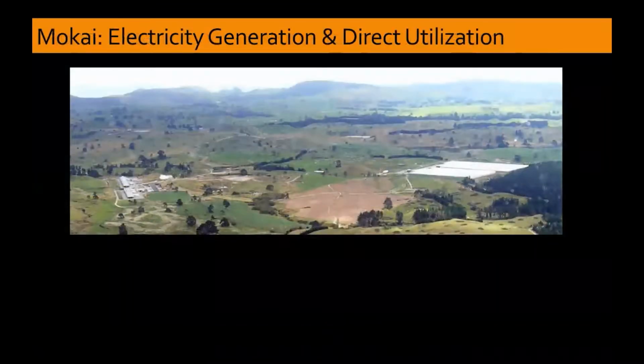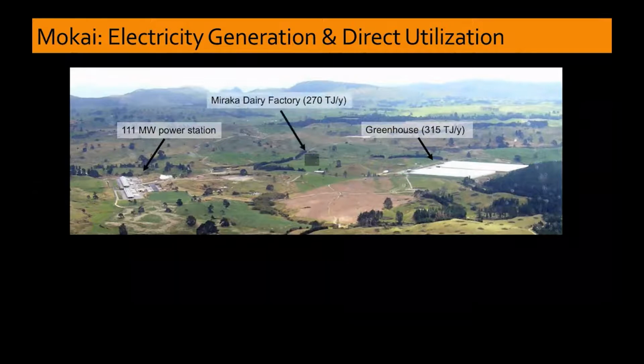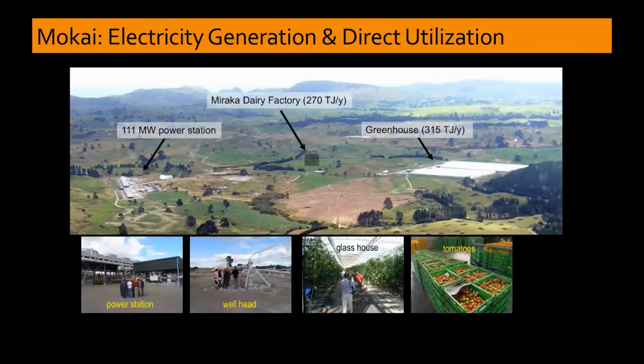Mokai is located in a rural setting, and the farms here are used for dairy production. The power plant, which was commissioned in 1999, produces 111 megawatts. Over here is a very large greenhouse complex that uses heat for growing vegetables, representing an example of direct use. Another example of direct use is the dairy factory, which uses heat to make powdered milk and other products for export. Mokai nicely demonstrates how geothermal energy can be used in multiple ways.